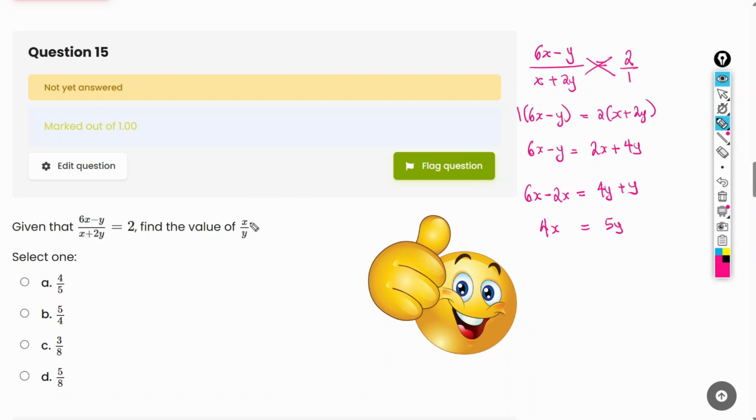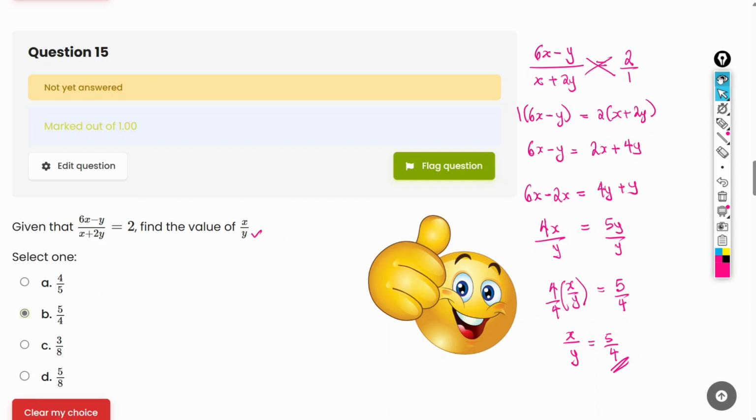Now we are asked for x over y. So I can divide both sides by y to actualize that. I will have 4x over y is equal to 5. And I can now divide both sides by 4 to get x over y is equal to 5 over 4. So that's option B. Option B, 5 over 4.